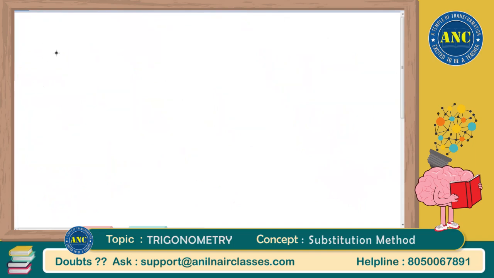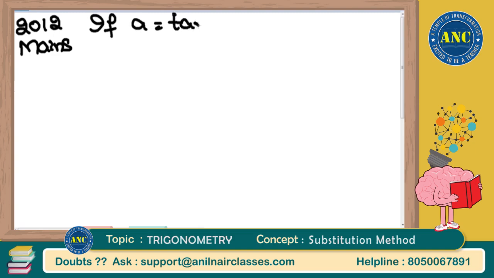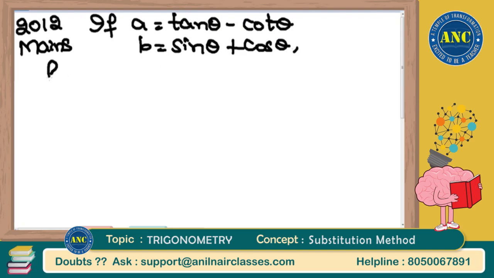See the next question. Original question which came in 2012 in mains examination. If, again it's an if condition, that is still okay with me. If A is equal to tan theta minus cot theta and B is equal to sin theta plus cos theta, find the value of (B square minus 1) whole square into (A square plus 4).